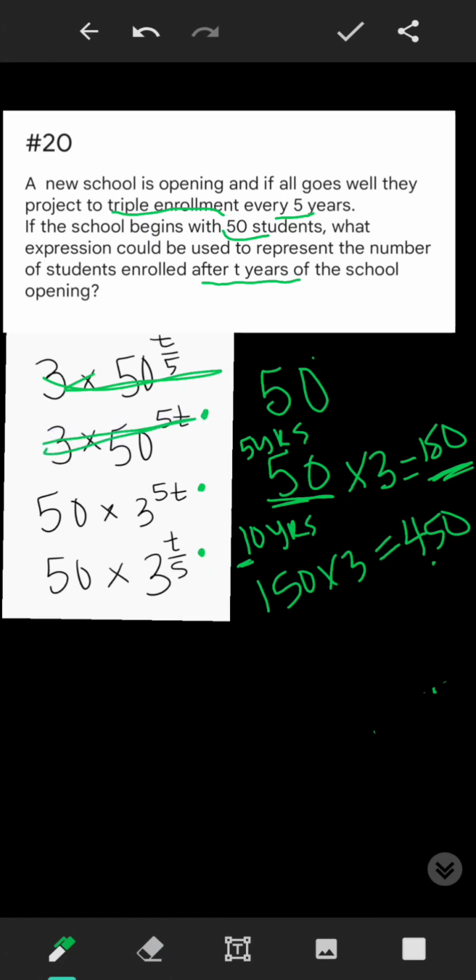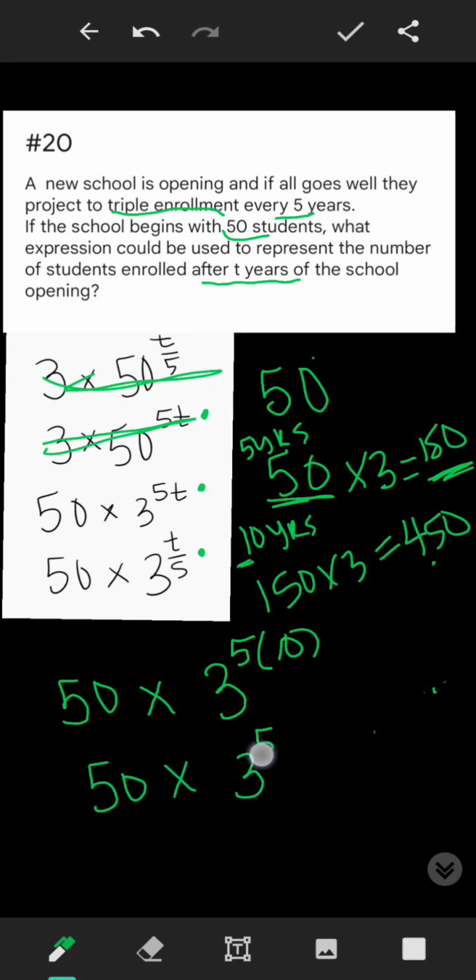Next equation is 50 times 3. So this number is smaller. And then 5, we're going to use that second one with the 10 years again. So 50 times 3 to the power of 50. Let's see, would 3 to the power of 50 work? I think that's going to be a huge number. 150 times 3 is 450. I know 3 to the power of 2 is 9. 3 to the power of 3 is 27. And I'm already going to be past the 450 that I need, because 3 times 50 times 9 is going to be 450. So nope, that's not going to work either.